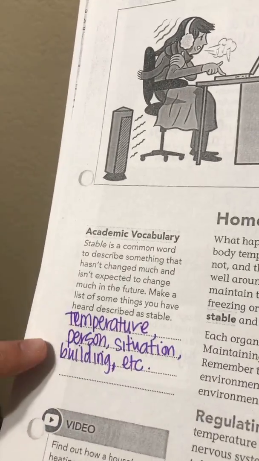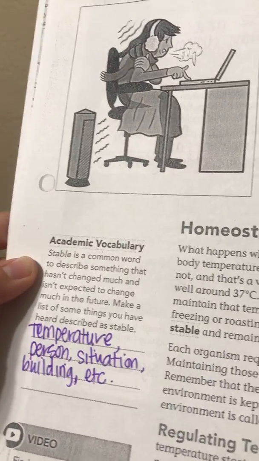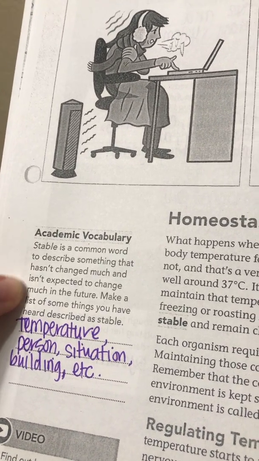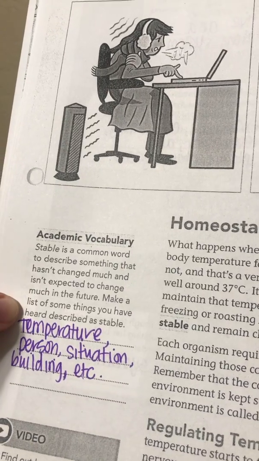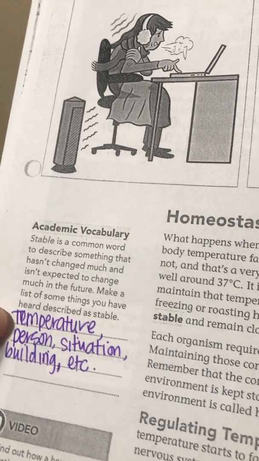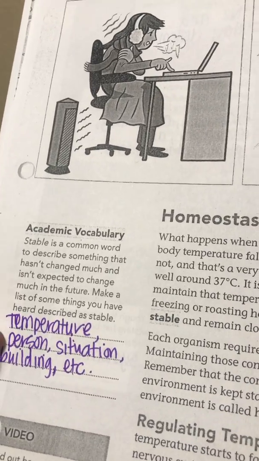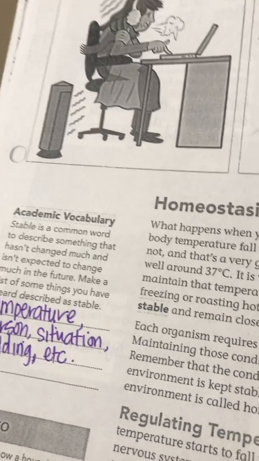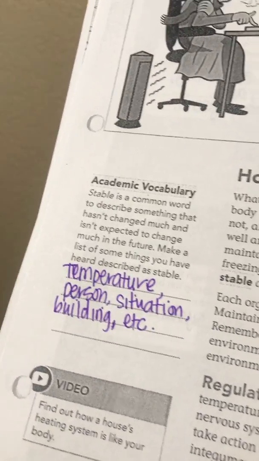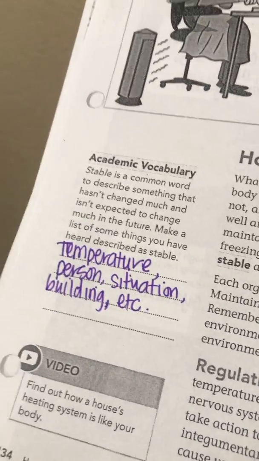And then down here, it says stable is a common word to describe something that hasn't changed much and isn't expected to change much in the future. Make a list of some things you have heard described as stable. So temperature could be stable, a person could be stable, a situation, a building, etc. So there's many different answers here. If you've had something different, that's fine, as long as it could go with stable.